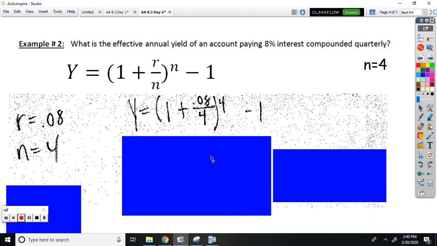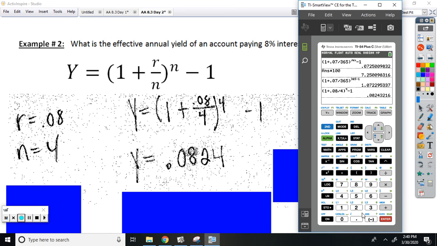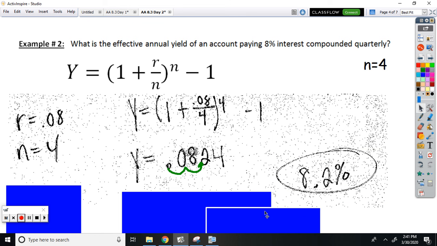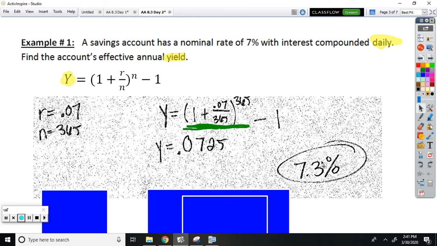Should get 0.0824. Again, change that to a percentage by either multiplying by 100 or you can just simply move the decimal place over 2 spaces and we should get 8.2%. So you'll notice that the interest rate is actually slightly higher than the nominal interest rate, but it's going to be very close. Our last one was just slightly higher than 7%.